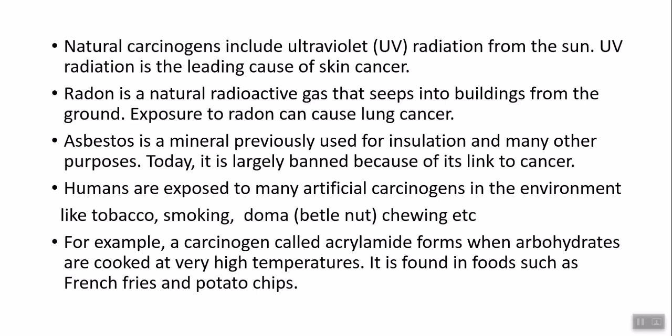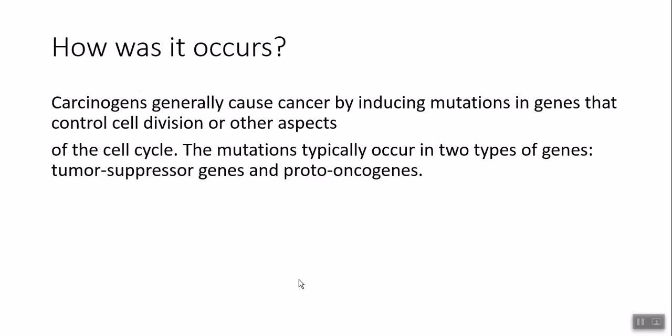For example, the carcinogen called acrylamide forms when carbohydrates are cooked at a very high temperature. Such foods, particularly French fries and potato chips, are very dangerous because they contain acrylamide, which is carcinogenic. It affects the cells and ultimately leads to cancerous cells.